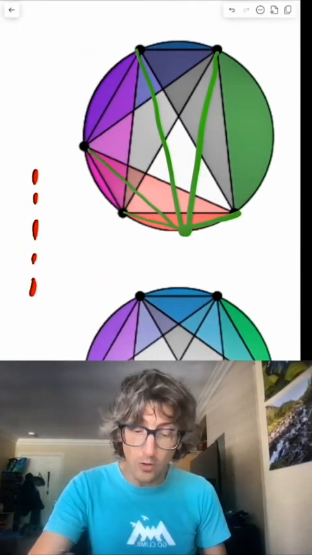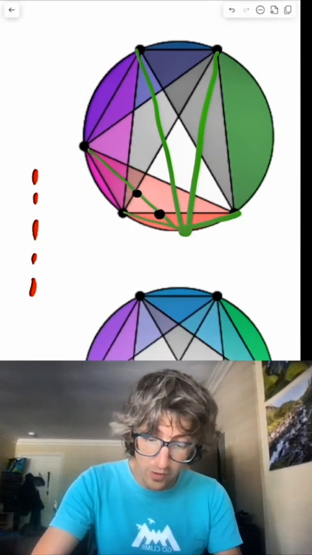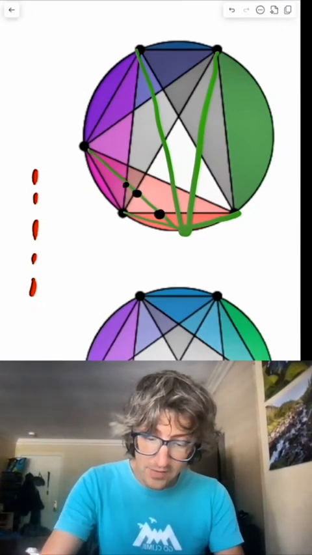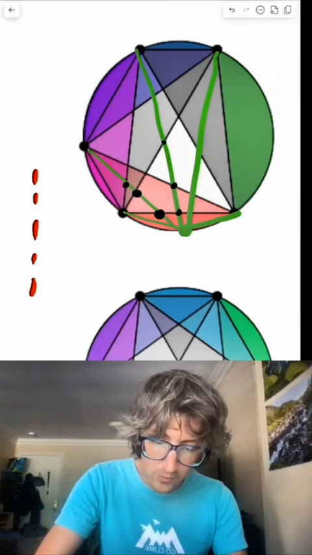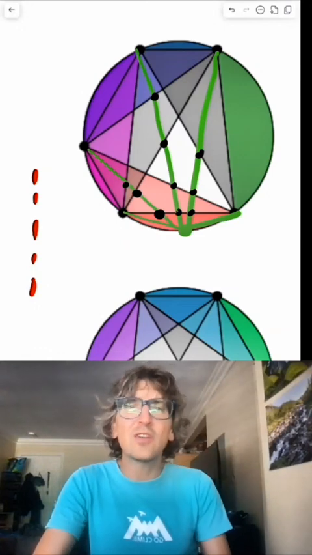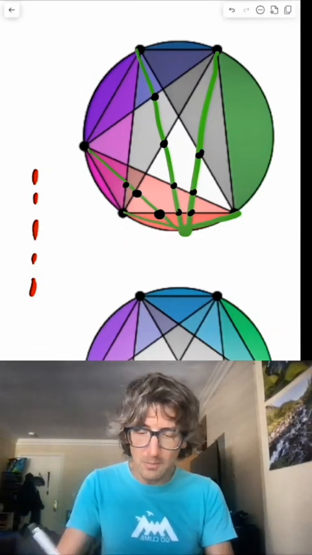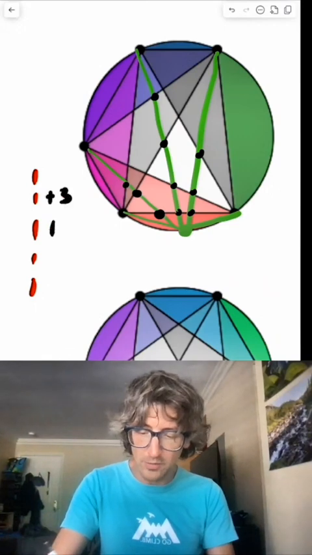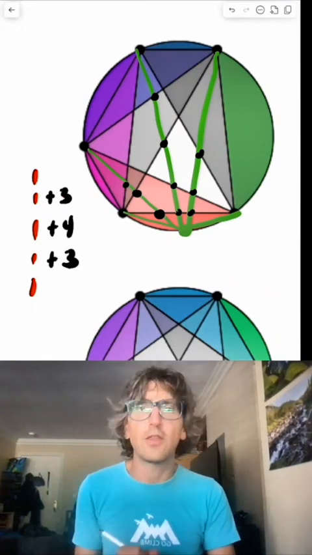One way is just to count all the lines that we cross. This first one crosses 3 different lines. The next one is going to cross 1, 2, 3, 4, and the last one crosses 1, 2, 3. We could try and look for some sort of pattern, but for now, let's just write it down. So 3, and then 4, and then 3.